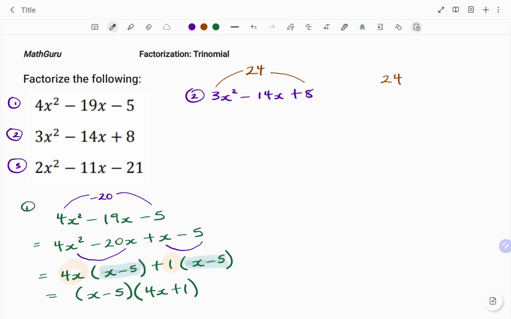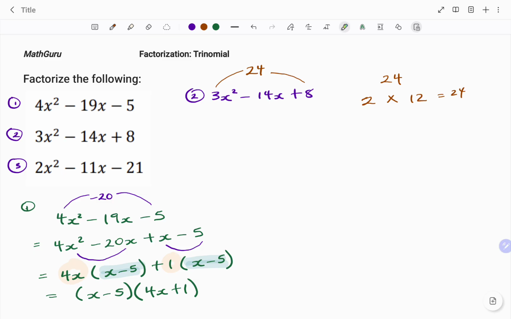I have factors of 24. That will be 2 times 12 will give me 24. And if I check, 2 plus 12 will give me, oh, perfect. I got the right factors because 2 plus 12 will also give me 14. The next task is to find out what the signs will be.